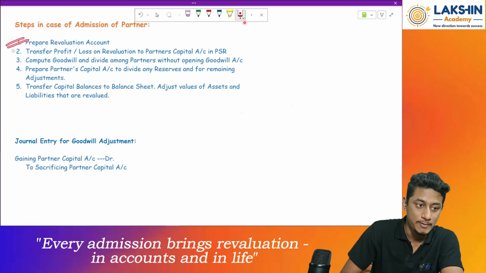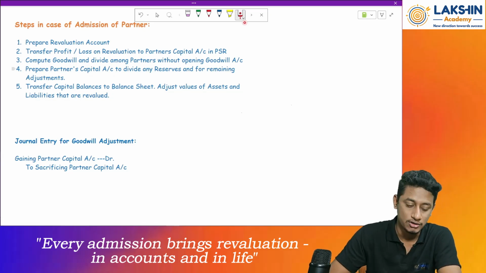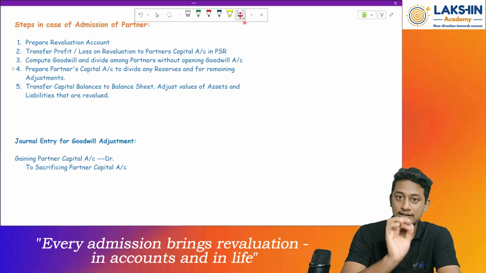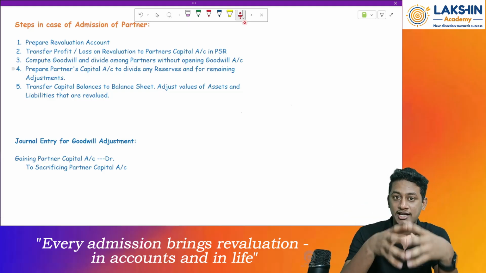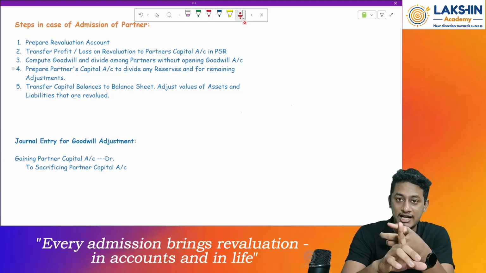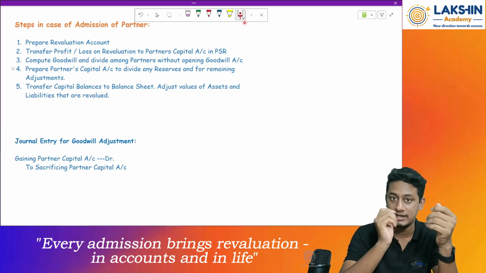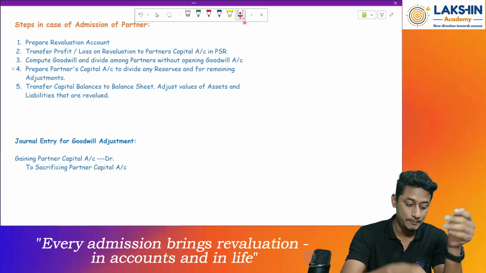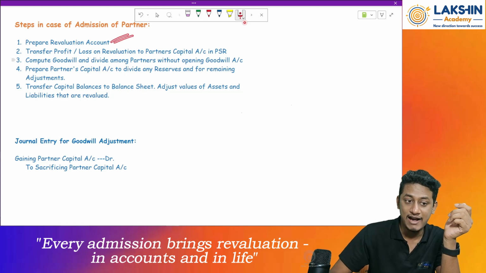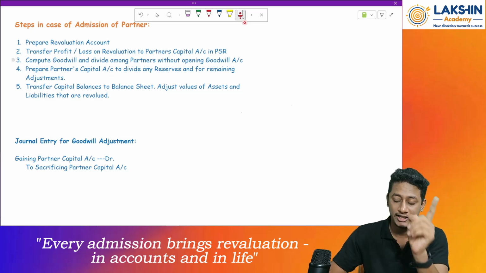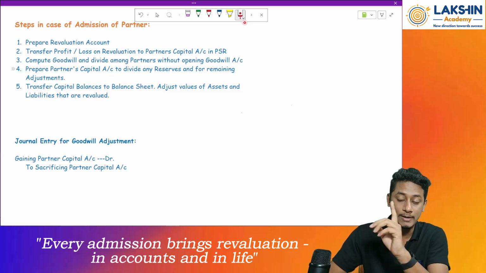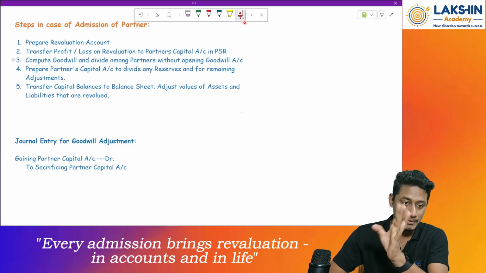First of all, we prepare something called a revaluation account. What is this revaluation account, sir? See, once a partner is admitted, the existing partners think that whatever assets or liabilities they have need to be revalued, either increased or decreased. Depending on that, we prepare something called a revaluation account. It's similar to your P&L account, where the profits go on the credit side, whereas the expenses go on the debit side, right? I will teach you how to prepare this, don't worry.